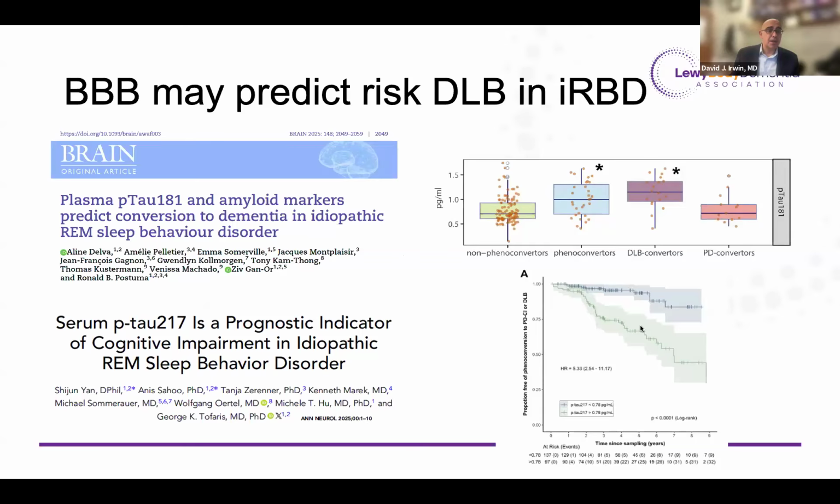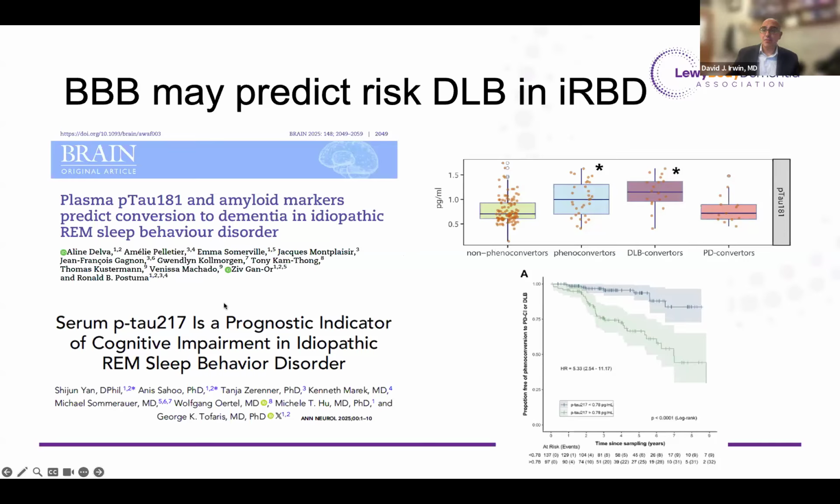These are two studies looking at patients with idiopathic REM sleep behavior disorder. This is a recognized prodromal feature. Patients who have this very specific sleep disorder are at risk of developing PD and DLB. What's depicted here is patients who were observed over time. This first study from Montreal showed that blood tests for amyloid and tau, p-tau 181, were higher, particularly in those who had a cognitive impairment phenotype or DLB.